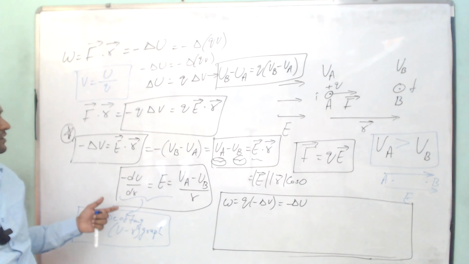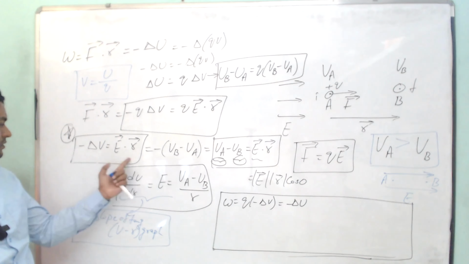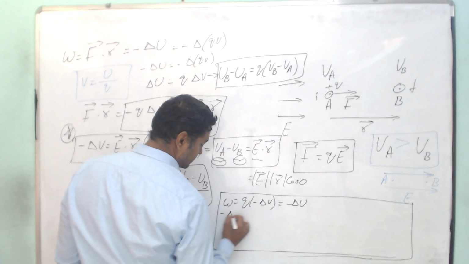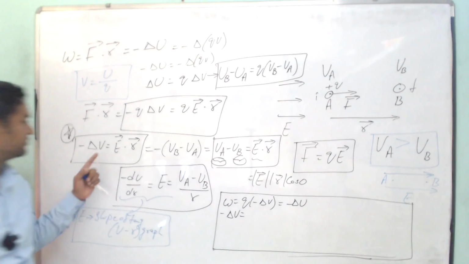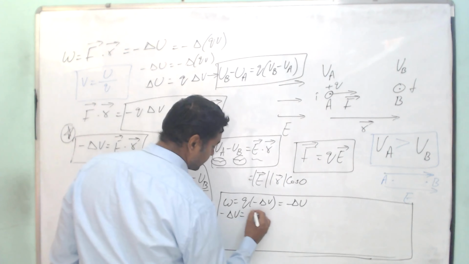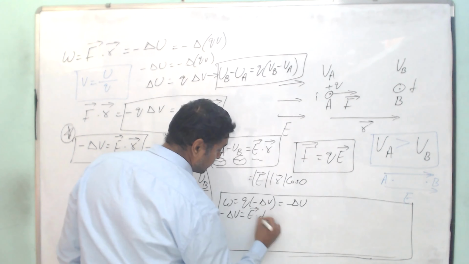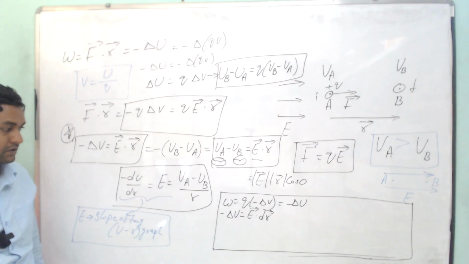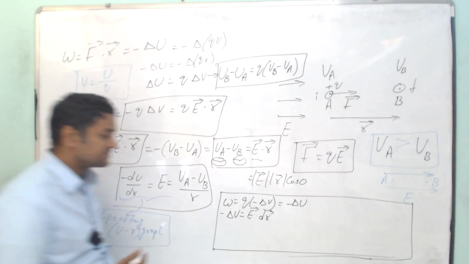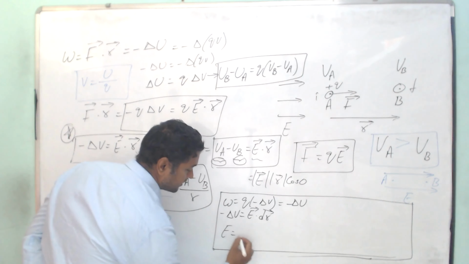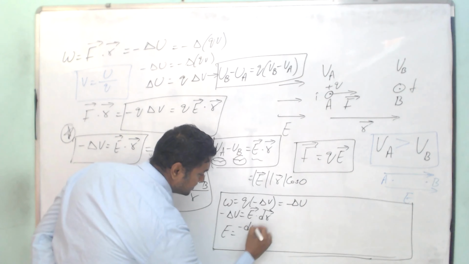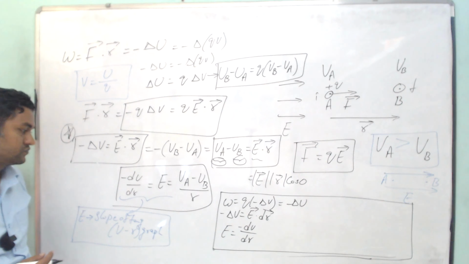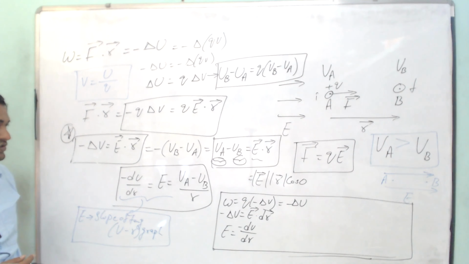Next, what we figured out is that the negative of change in potential can be written, in terms of electric field, as E bar dot R bar, or you can write it as E bar dot dr bar. Our wish. In terms of scalar, we can write in calculus E is equal to minus dV by dr. This is also used in many questions.